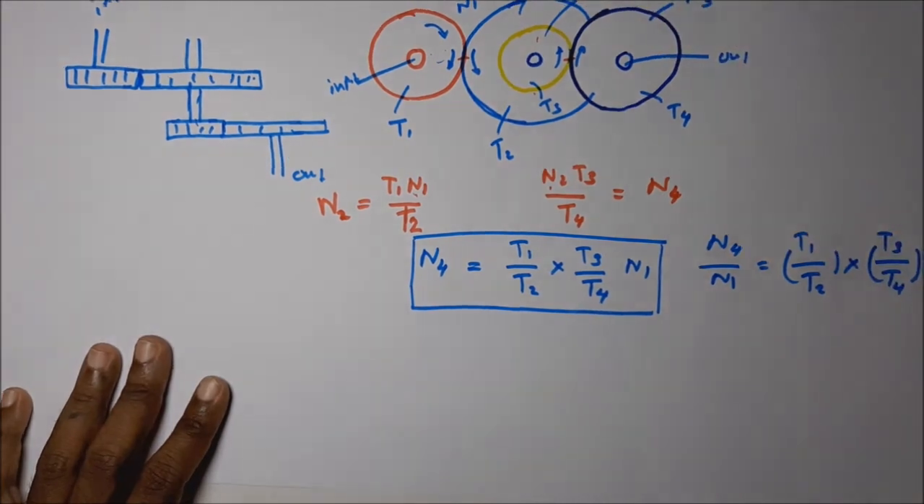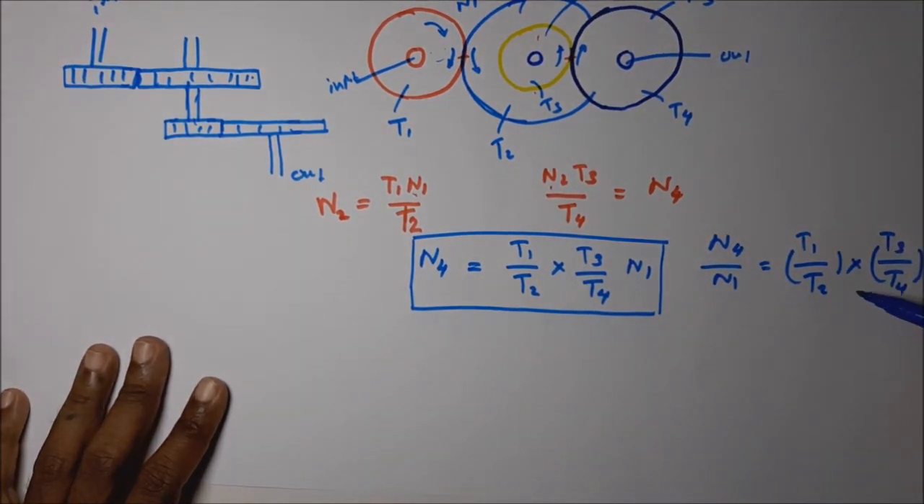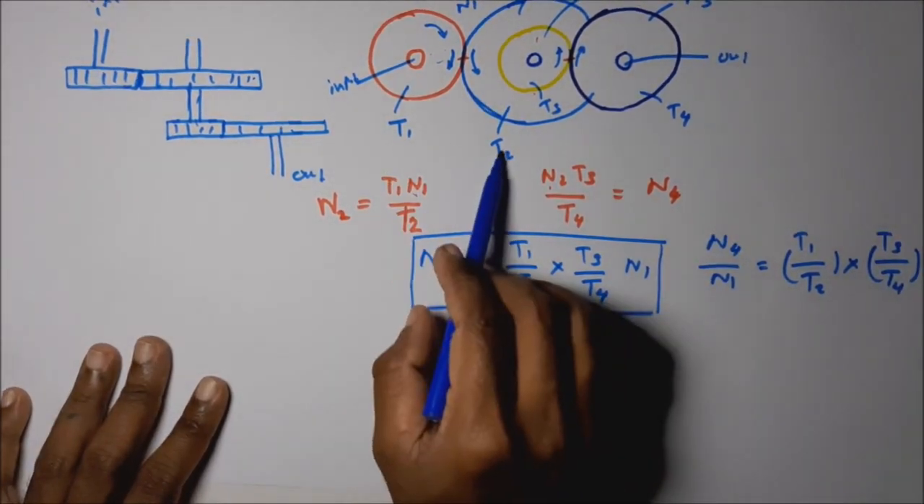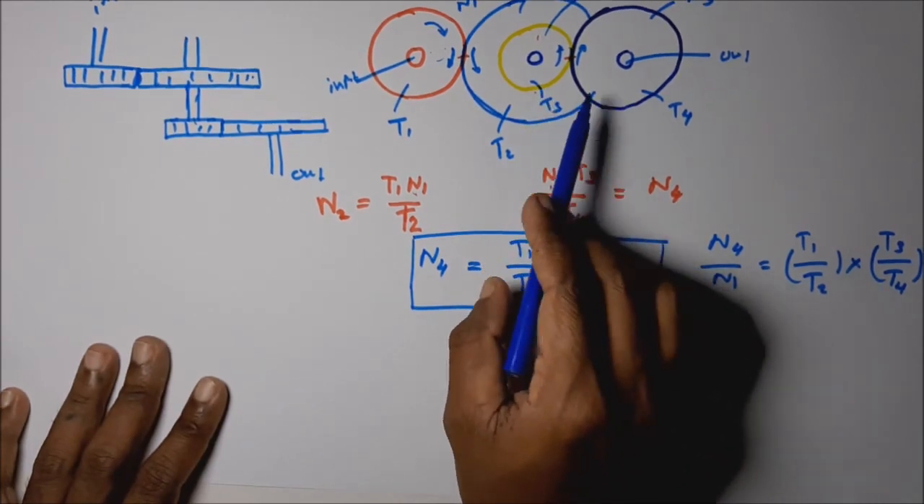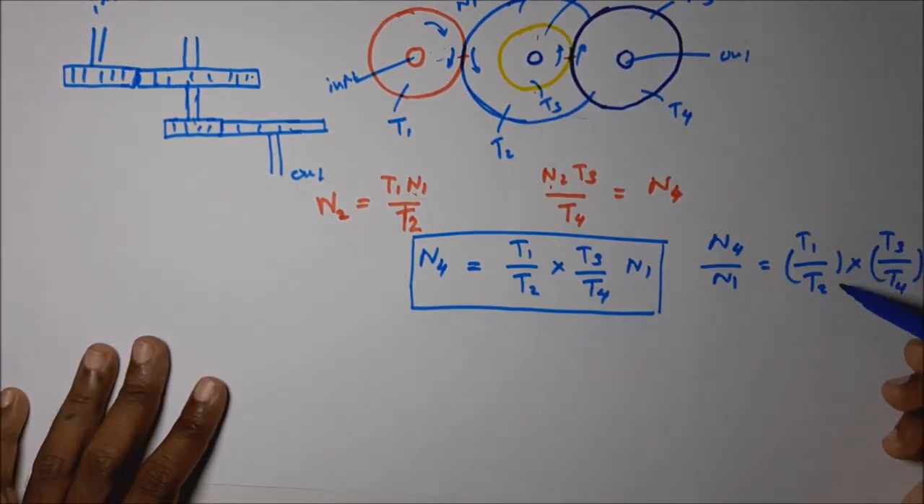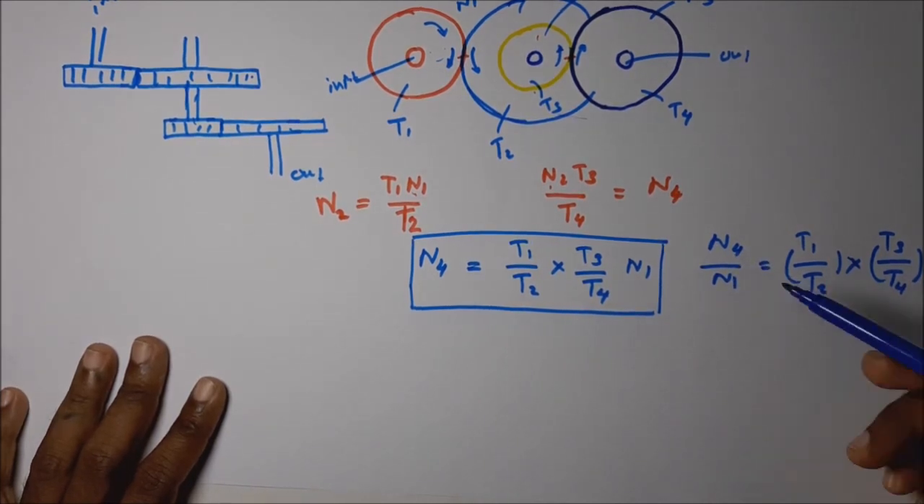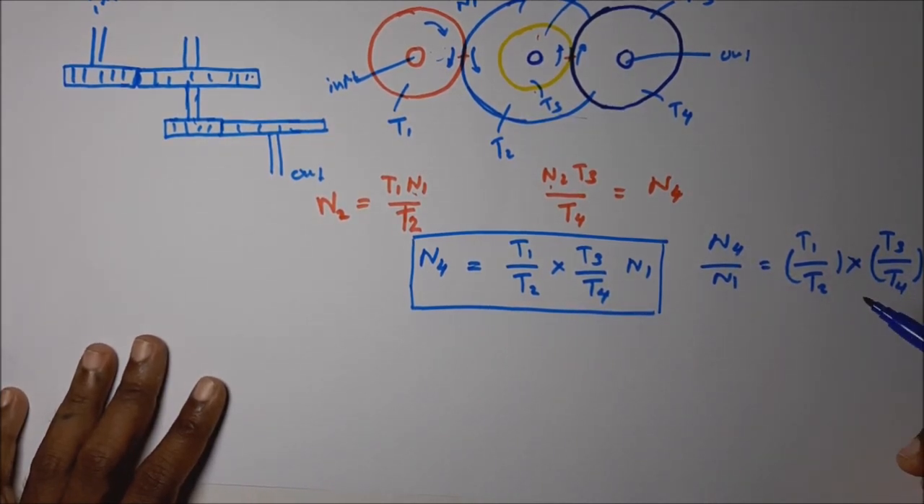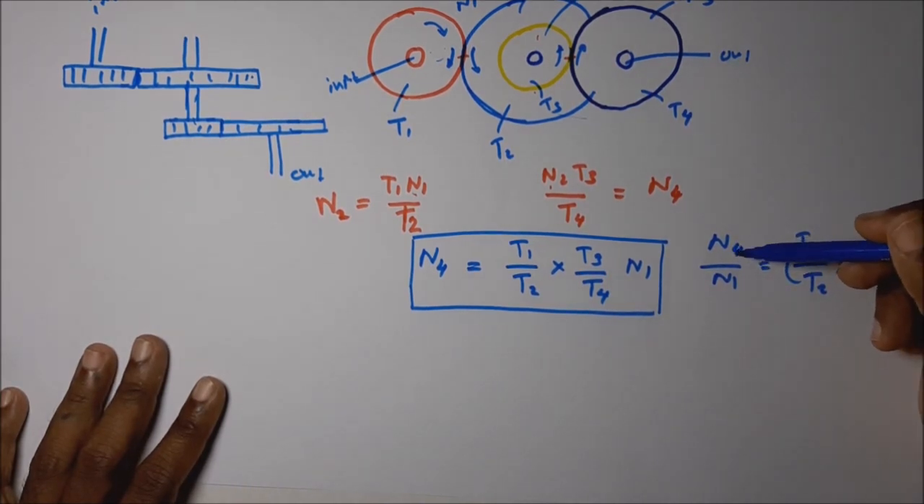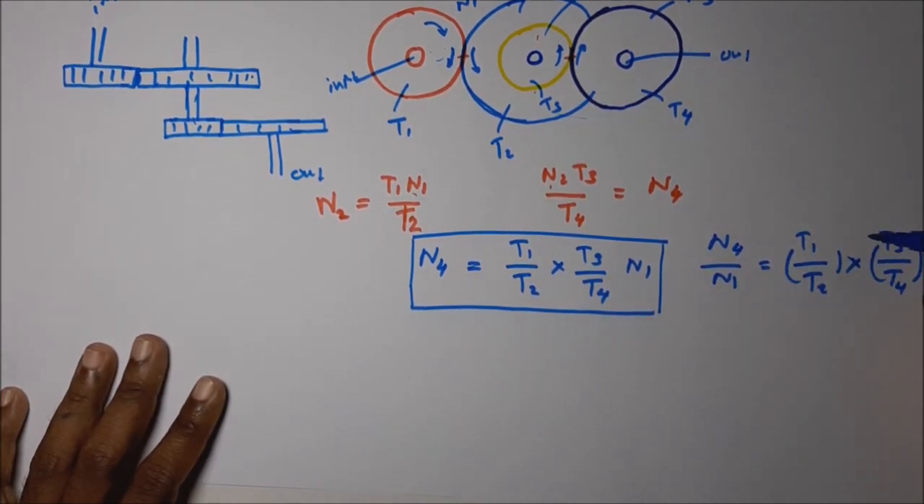teeth ratio multiplying the couple teeth ratio. Here T1 into T2, T3 to T4. If you multiply both the ratios, we are getting the speed ratio. Okay, I think you are all more clear with this calculation, the compound gear train, the N4 to N1.